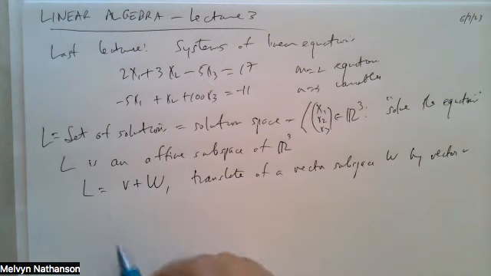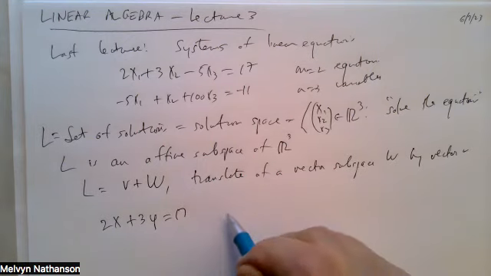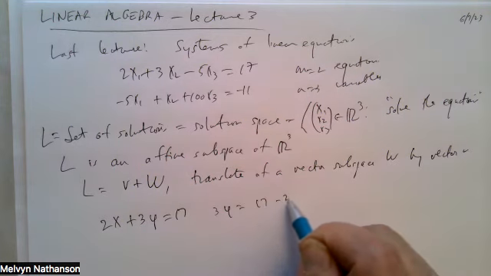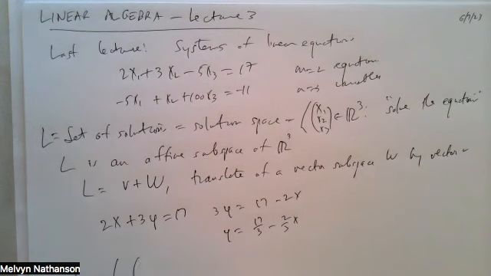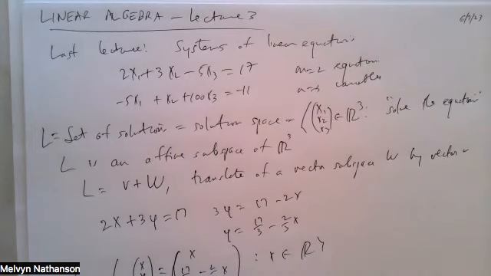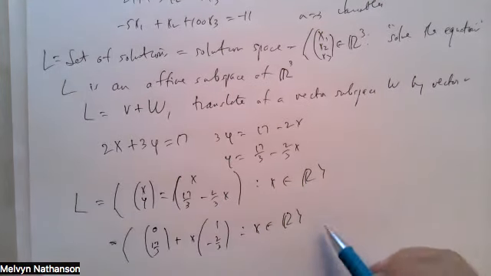If instead of x1, x2, let me use x and y. If you had an equation like 2x plus 3y equals 17, what are the solutions? Well, 3y would be 17 minus 2x. So y would be 17 over 3 minus 2/3 x. So the set of all solutions L would be all vectors x, y, where y is 17 over 3 minus 2/3 x for all possible values of x, which I could write as the vector 0, 17 over 3, plus x times the vector 1, minus 2/3, for all x in R.